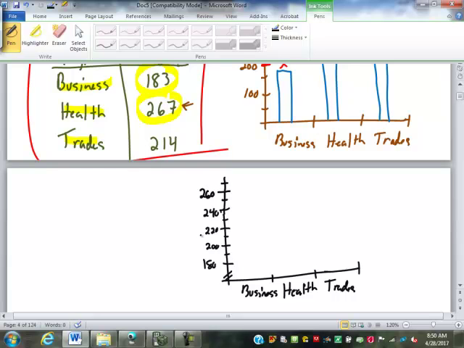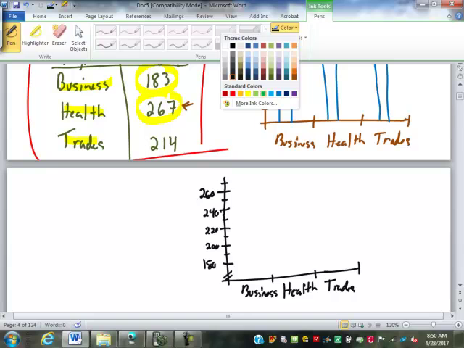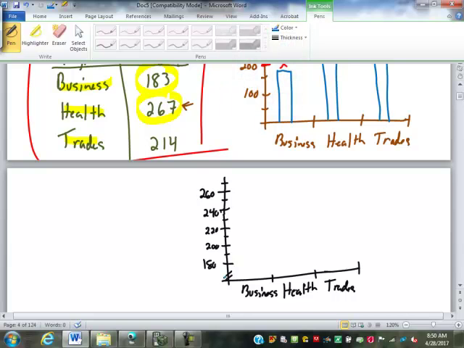So here I'm numbered all the way up to 270, so I can get my data on here. But you'll notice I didn't start at 0. I had this symbol on my axis. We mentioned that last week. That means that either we didn't start at 0 or we started at 0 and then made a jump somewhere in our numbers. We didn't keep a uniform scale up through there. So business at 183 is going to look something like that. Health at 267. And the trades at 214.